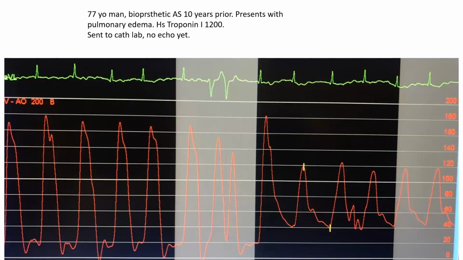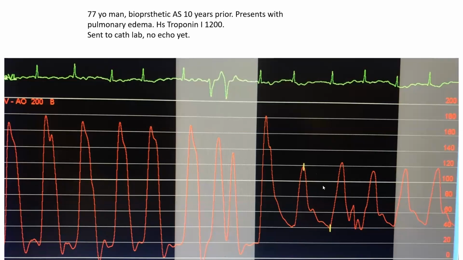hemodynamically because it reflects the combined hemodynamic effect of AS and AI. So a gradient over 40 still tells you you have a severe hemodynamic effect of that combination of AS and AI, regardless of if one of them is moderate or if both of them are moderate. Actually, in the guidelines, surgery is still indicated for mixed moderate AS and moderate AI if it is hemodynamically significant and the patient is symptomatic.